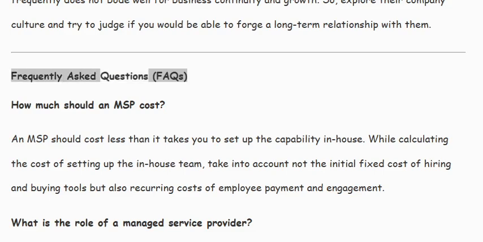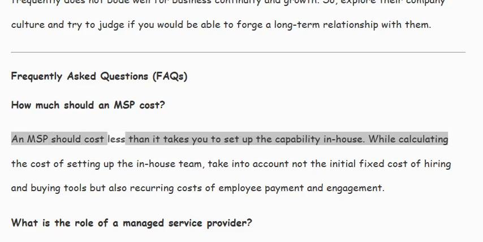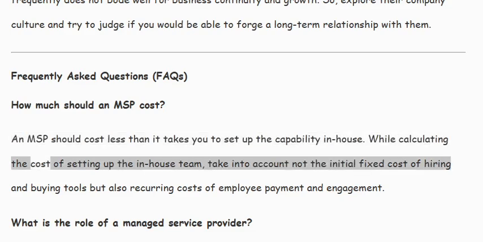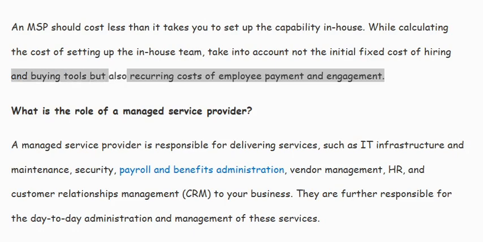Frequently asked questions, FAQs. How much should an MSP cost? An MSP should cost less than it takes you to set up the capability in-house. While calculating the cost of setting up the in-house team, take into account not only the initial fixed cost of hiring and buying tools, but also recurring costs of employee payment and engagement.